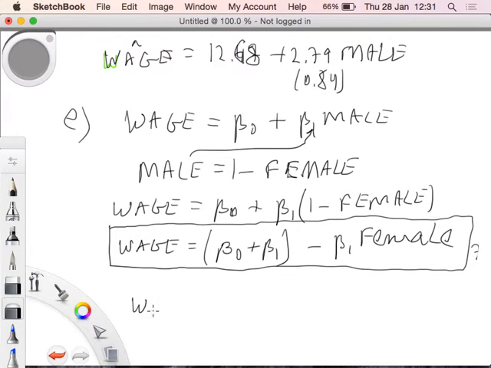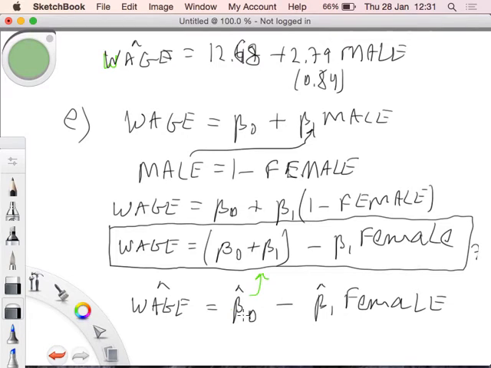And when you run the regression, you should get something like this. This is an estimator. Beta 0 hat is a new estimator for beta 0 plus beta 1. And this is the original estimator. So beta 1 hat is an estimator for this beta 1 now.